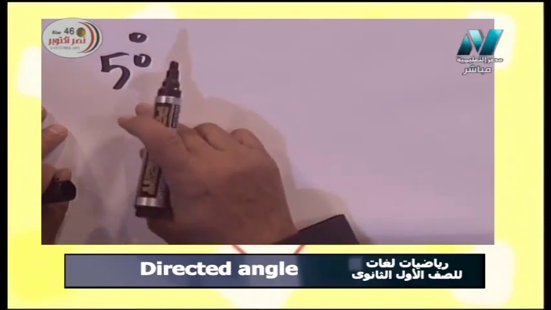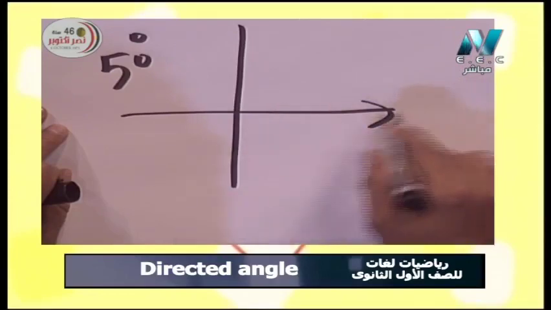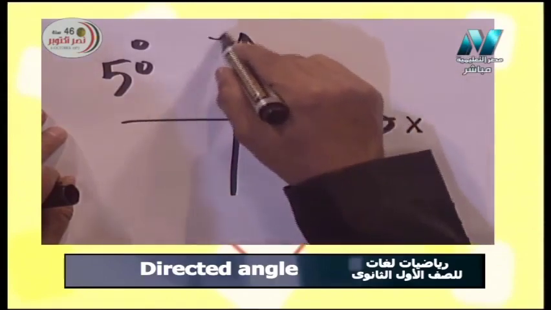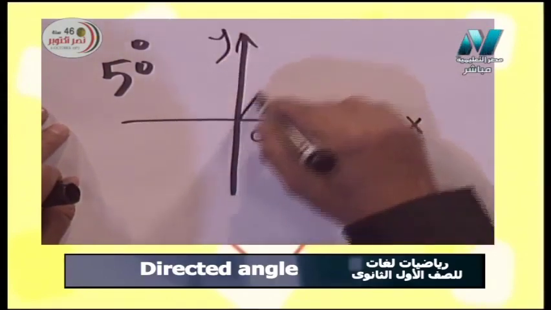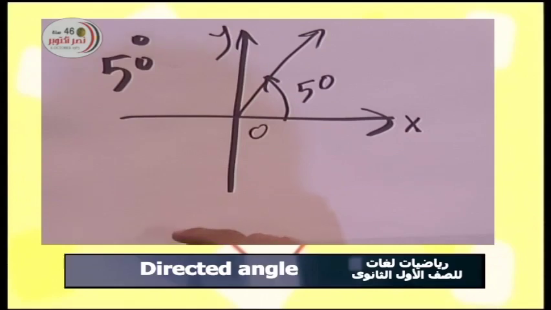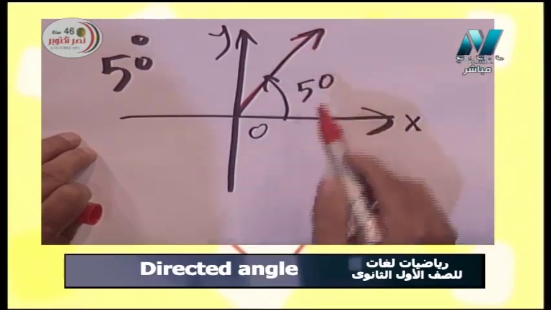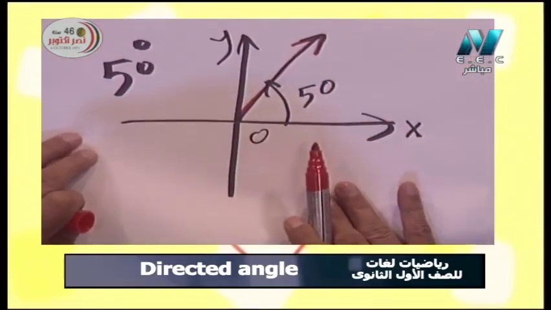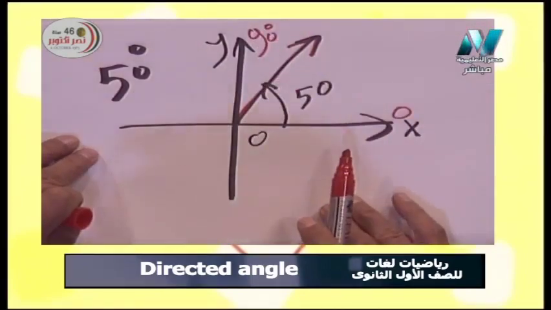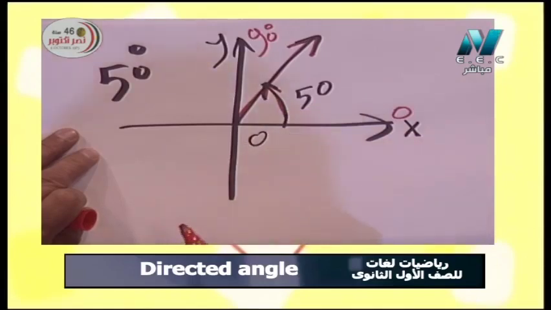We know that 50 is included between OX, the initial side, and OY. We have here 50 degrees. The terminal side lies on what? It lies on the first quadrant, because we know that the first quadrant includes angles between 0 and 90 degrees. So 50 lies in the first quadrant.